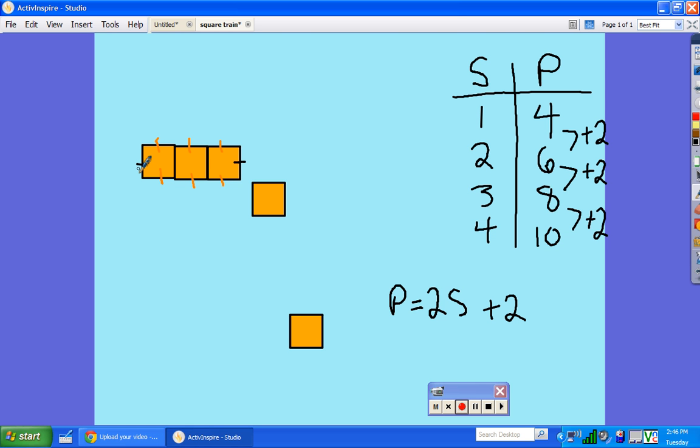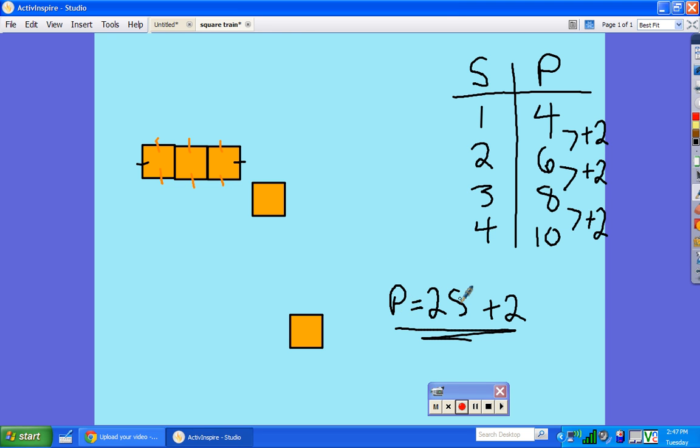Now, this isn't the only way that you could think of this. In fact, that's the fun of the mathematical investigation of this, is there's a lot of different ways that you can come up with this same equation. It's always a good idea once you get that equation to check to make sure it actually works. So we're going to substitute s in for the square number and make sure that we get the right perimeter.